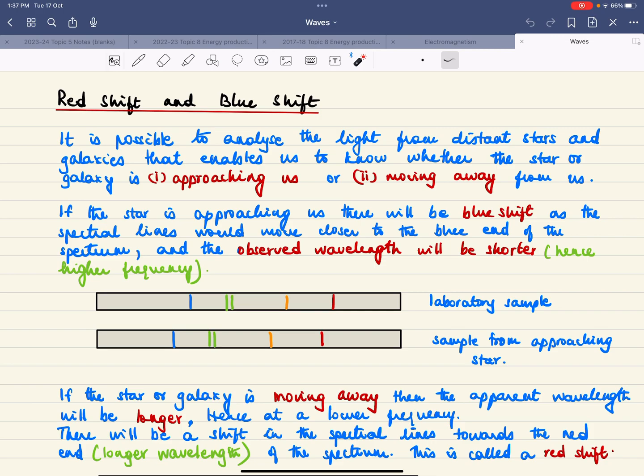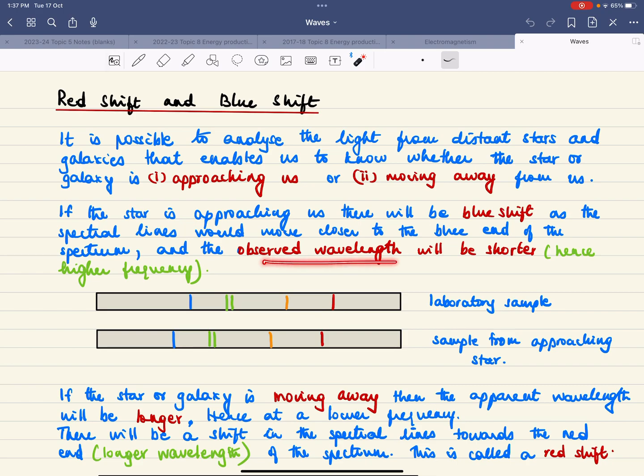Now, the reason is stars and galaxies are all made up of different elements emitting light, and you know how every element has its own signature spectral lines. And so, if you look at the light from a star, analyze it using a spectroscope, and compare the lines with the lines of the same sample of the element in the laboratory, you can tell whether the star is approaching or receding.